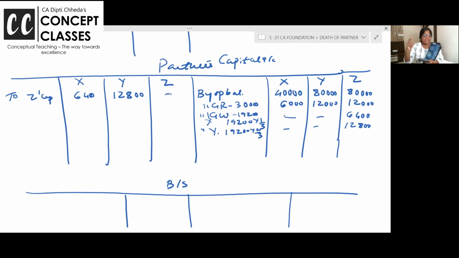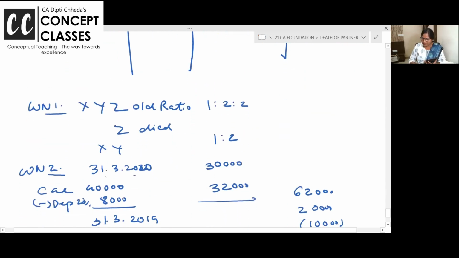goodwill. Acha, there is already some goodwill in the opening balance sheet. We missed it. Always we write it off in the old ratio. 1:2:2 में old goodwill write off कर दो. 30,000 divide by 5. 6,000, 12,000, 12,000. Old goodwill write off by debiting, and the new goodwill in the sacrificing ratio Z will take, and in the gaining ratio X and Y will give. Now, this is all about working note 2.